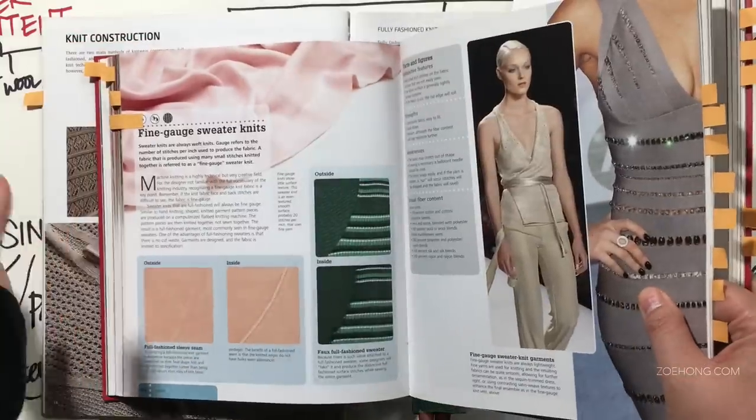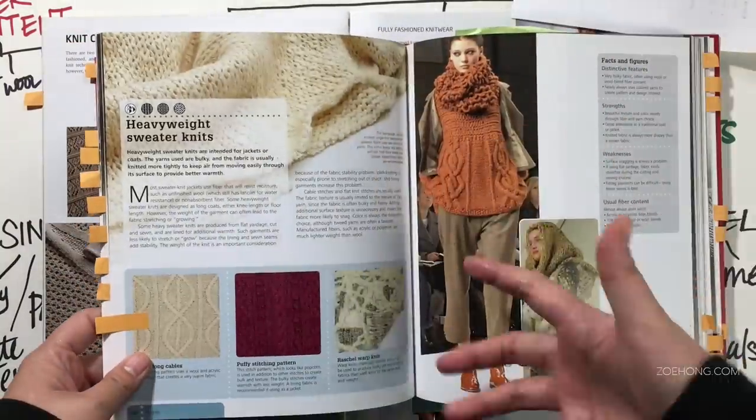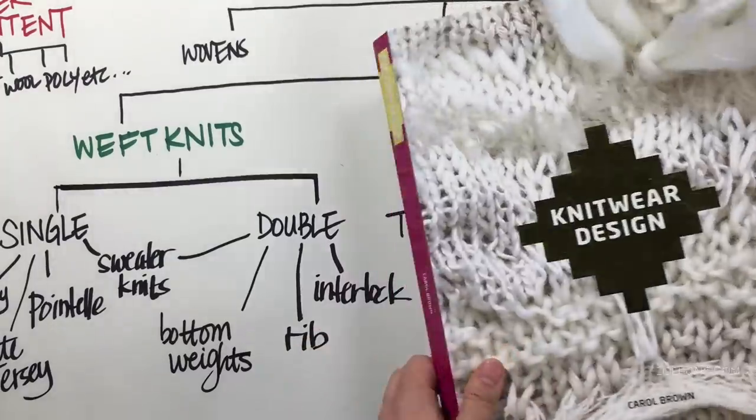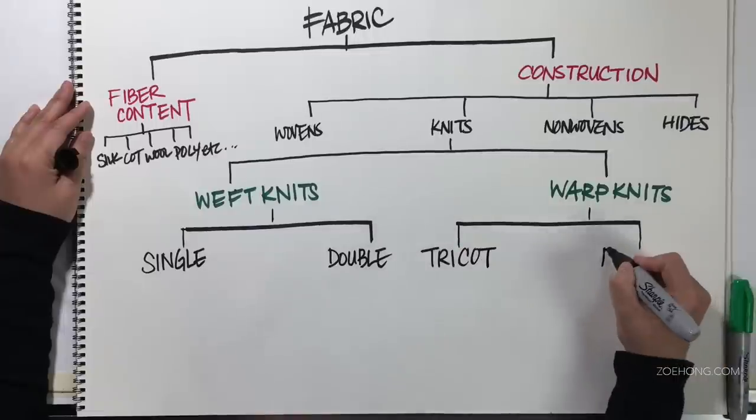And we'll get more into different kinds of stitches when you have really visible texture in a future video. Did I cover all the weft knits? Yeah, I did. So moving on to warp knits.